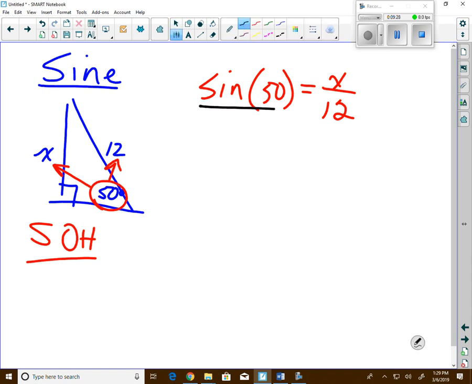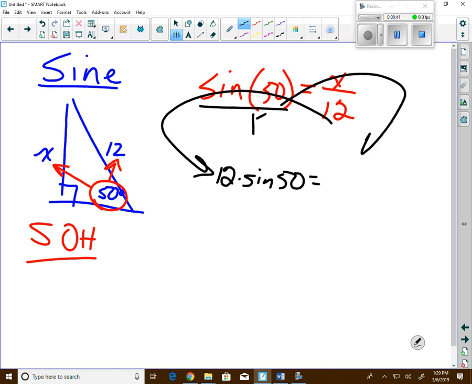So if we take that, put the sine 50 over 1 again, cross multiply. So we have 12 times the sine of 50 equals x. Nothing else we have to do there but grab the calculator.